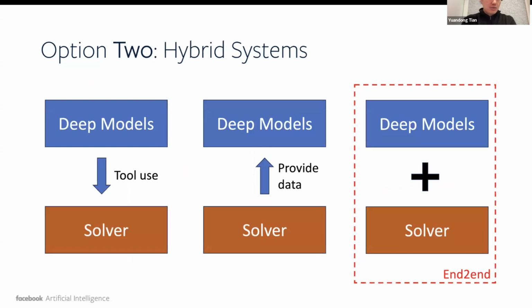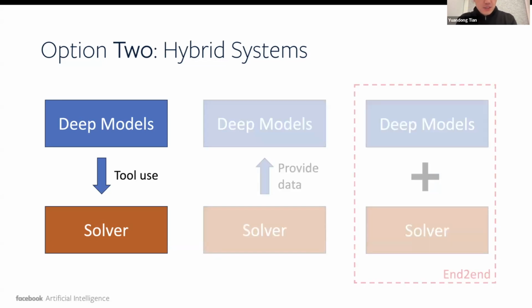The second option that I want to mention is hybrid systems. We know that we can use solvers to solve this kind of planning problem very efficiently, right? So how about we combine the deep models and the solver together in different scenarios to address these problems? That's a way of marrying symbolic solvers and neural networks. But there are multiple different ways of doing that. Let's first discuss the first approach: we can use solvers as a tool for deep models.